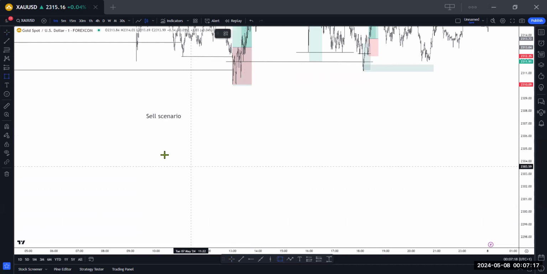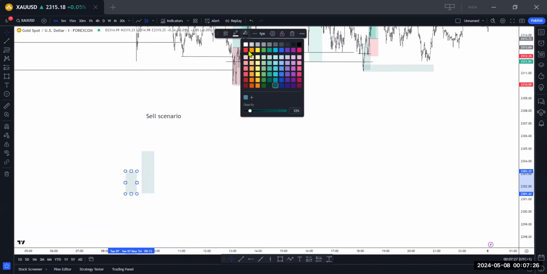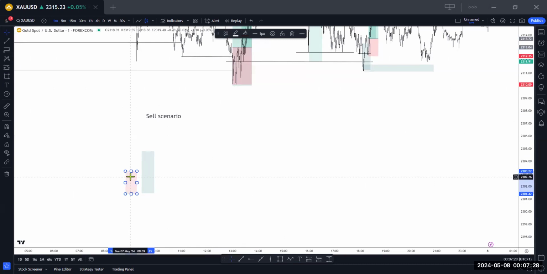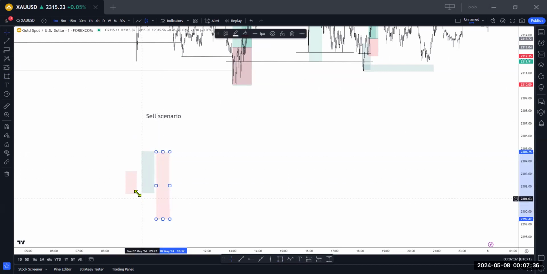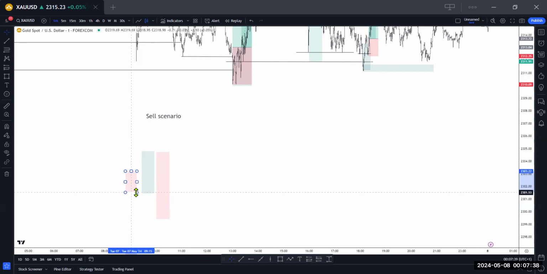sell scenario, you have something like an engulfing buy, okay, then engulfing buy, now engulfed by the bearish candle. Okay. So this is an engulfing, right? This is the three candle setup.